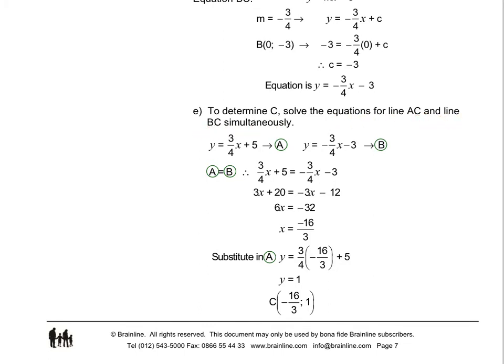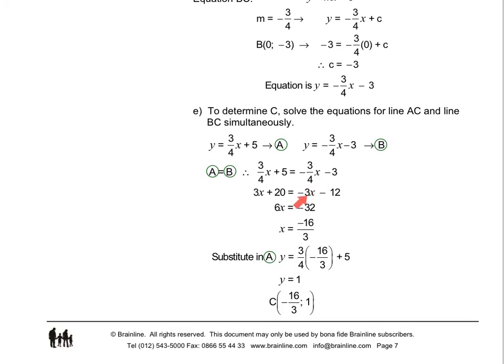Then question E, to determine C, we have to solve the equations for line AC and line BC simultaneously. We've worked out the equations of the two tangents, and therefore, since both of them are equal to y, I can set their right-hand sides equal to one another. So I will take the 3/4x plus 5 equal to the minus 3 over 4x minus 3. Then to get rid of the fractions, I can multiply each term by 4. 3 over 4x times 4 gives me 3x. 5 times 4 gives me 20. Minus 3 over 4x times 4 gives me minus 3x. And minus 3 times 4 gives me minus 12.